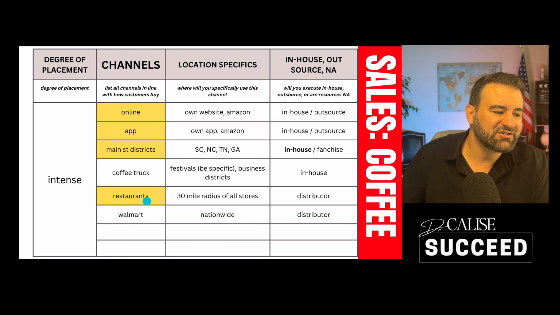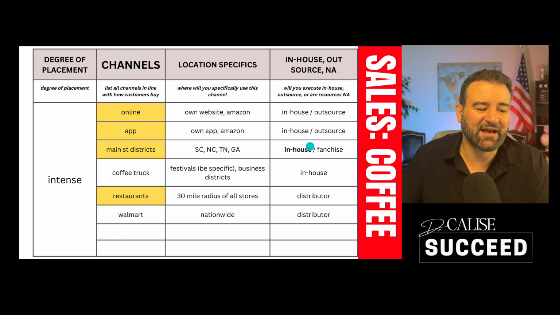All right. So let's say the coffee example. I'm going to go online. I'm going to go on an app. I can do that. I'm going to do the Main Street districts, but I'm only going to do in-house. Maybe I still like the franchise idea. I'm not going to do it yet. I'm not ready for that. So I'm just going to focus on a couple of locations in-house first, get my systems up and running, and I'm going to focus on that.